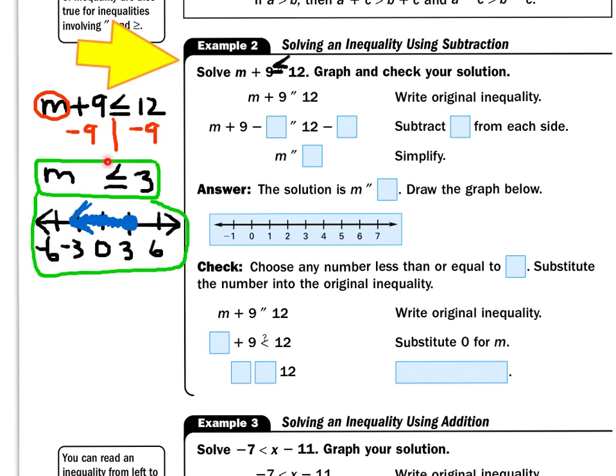And now I take a look at my symbol here. That tells me what type of dot. See that little part of an equal sign? Since m could be equal to 3, I'm going to put a solid closed dot at 3, and then it's telling me shade everything pointing to the left, everything less than. So I shade everything to the left, and I put my arrow.